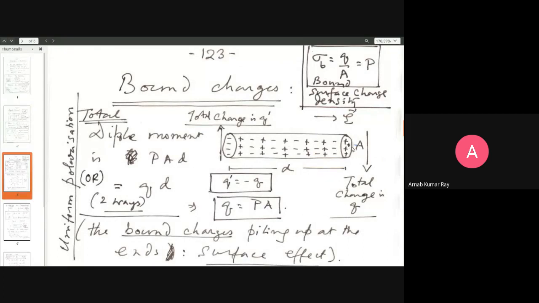Okay, now let us see what happens over here. So at the end of this material, there will be a bit of a pileup of positive charges at this end of the rod, and at this end, the left end of the rod, there will be a small pileup of negative charges.